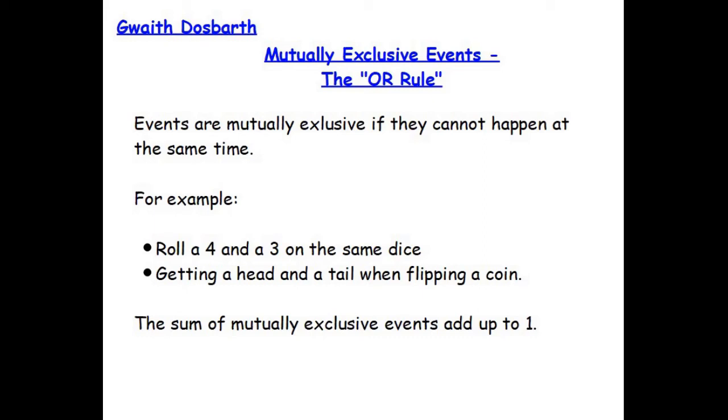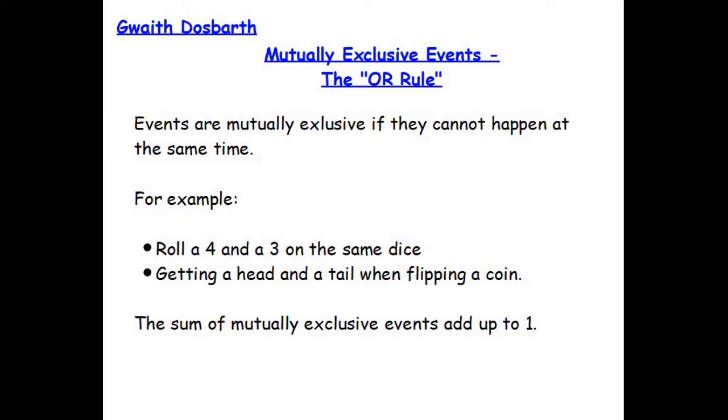In today's lesson, we will be carrying on looking at probability, but more specifically, we'll be looking at mutually exclusive events, which is more commonly known as the OR rule. Events are mutually exclusive if they cannot happen at the same time. So, for example, I can't roll a dice and get a 4 and a 3 on the same roll.